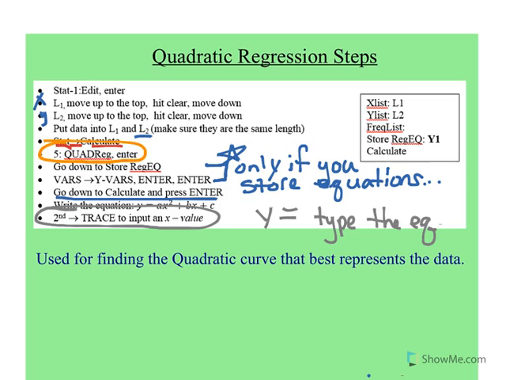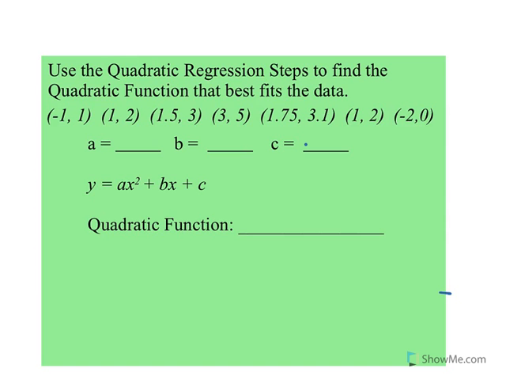I'm going to abbreviate equation with just EQ. This is used for finding the quadratic curve that best represents the data. Kind of like a line of best fit, but for a parabola.